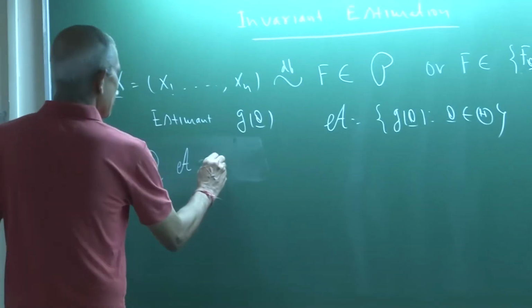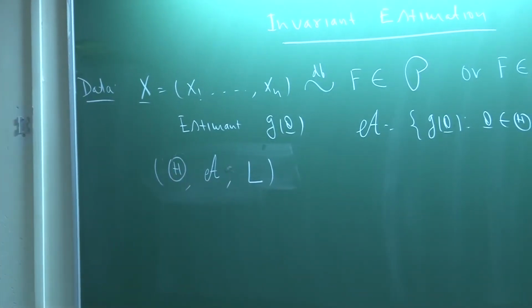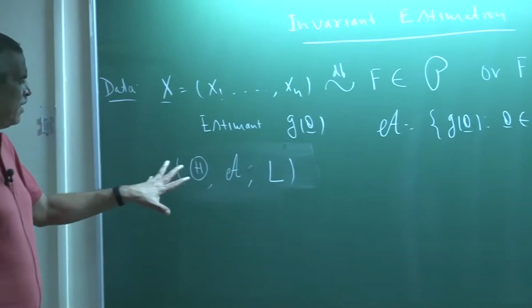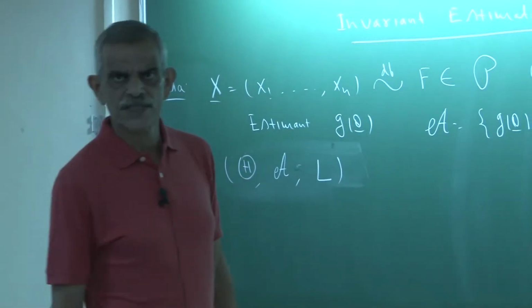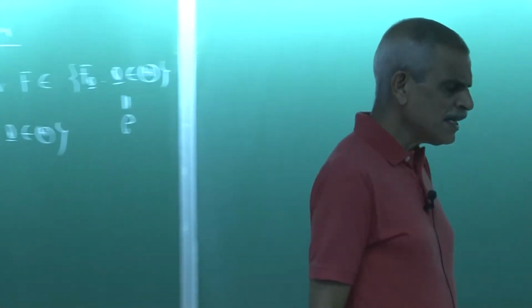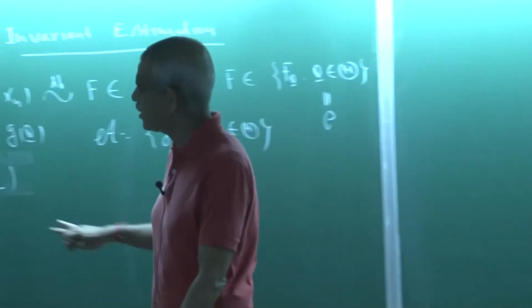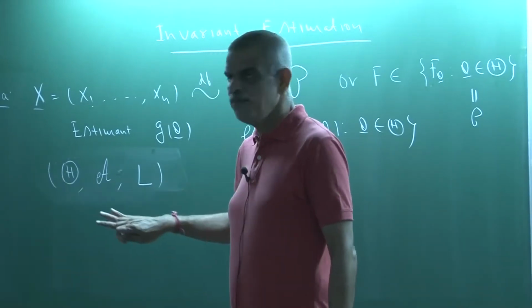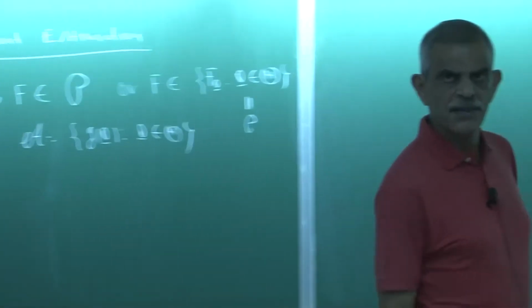And then you have a loss function given to you. So, a typical estimation problem is described by this triplet: parametric space, action space, and the loss function. Now, what does the invariance say? Suppose two problems have the same formal structure. That means theta is the same, A is the same, L is the same, and the estimate is also the same. Then the invariance principle says that you should use the same decision rule in the two situations.